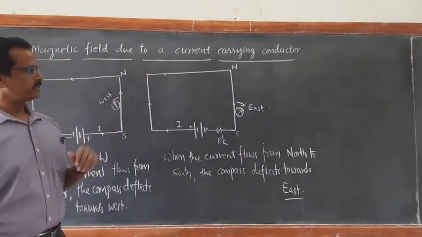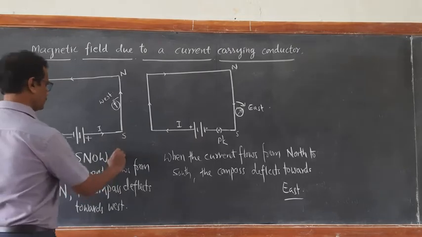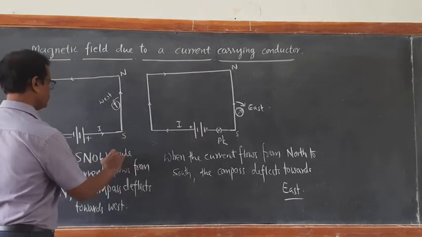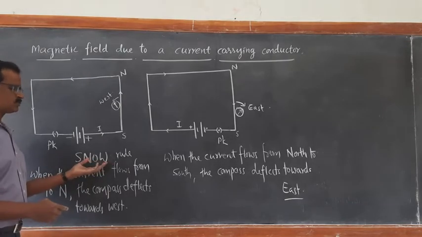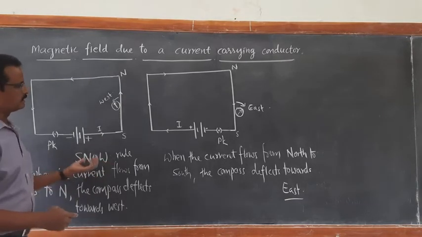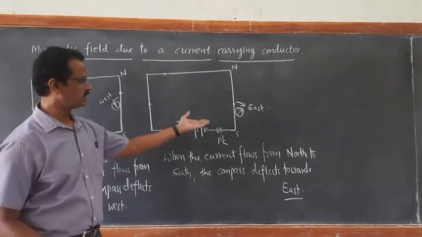So how to find out this? Snow rule we can understand. When the current is from south to north, the compass deflects towards west. Easy to understand. Here it is just the reverse. Here it is towards east.